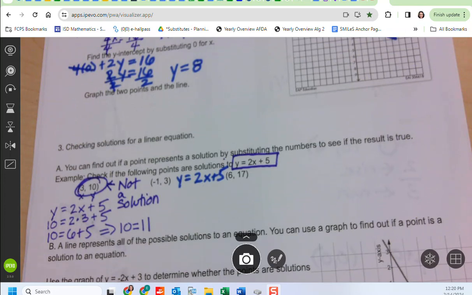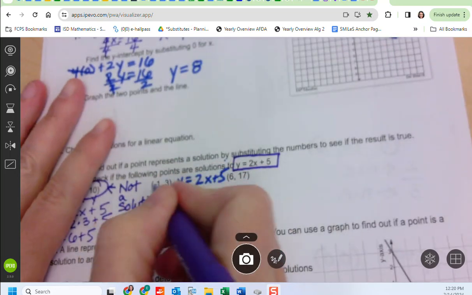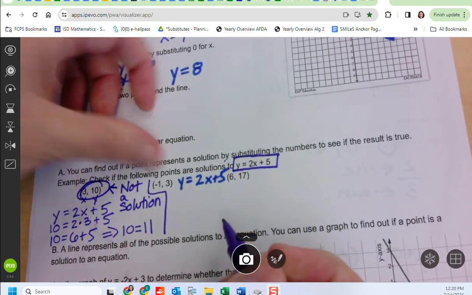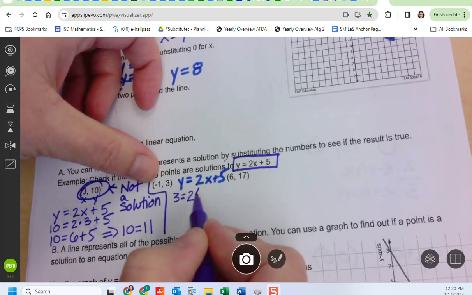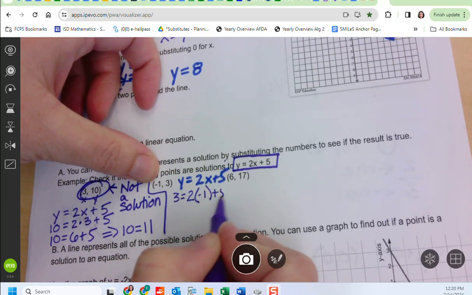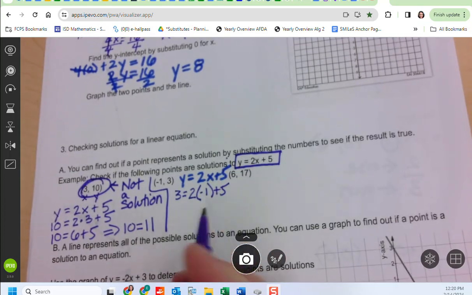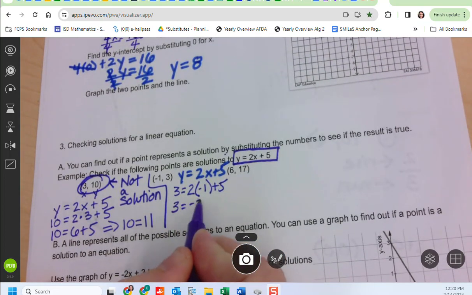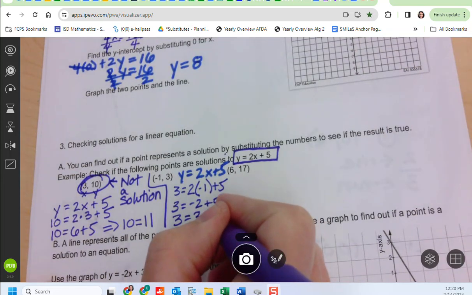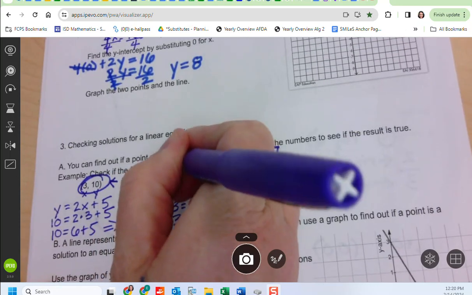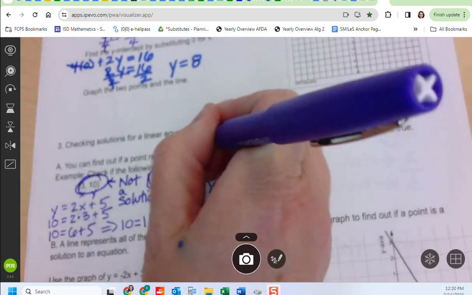Alrighty, so this is the one you guys were working on before we left, right? Aisha, you ready? This is the one we were working on before you left. So we put 3 for the y, 2, and then we put -1 for the x, and then plus 5. So I got 3 equals -2 plus 5, and 3 equals 3. So is that true? 3 equals 3? Yeah. So when you get 3 equals 3, that means this one is a solution.